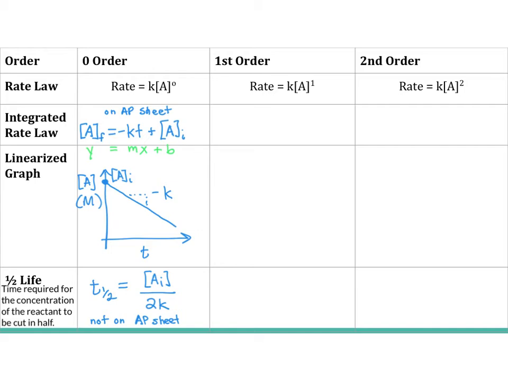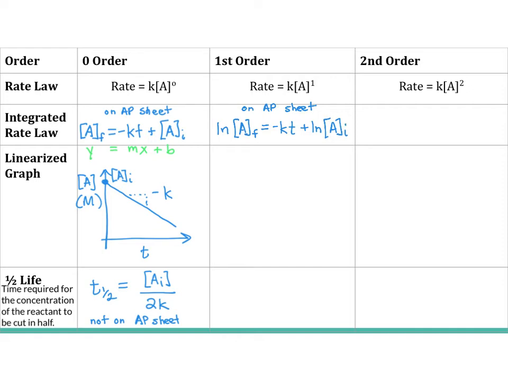So for a first order reaction, the rate is dependent on the concentration. The integrated rate law, again, is on the AP sheet. And for a first order reaction, the natural logarithm of the final concentration of the reactant is equal to negative kt plus the natural logarithm of the initial concentration of the reactant.